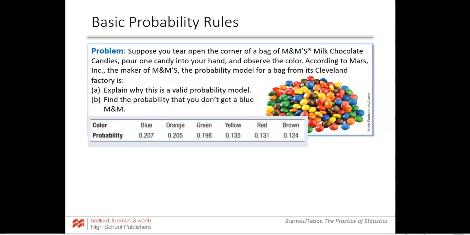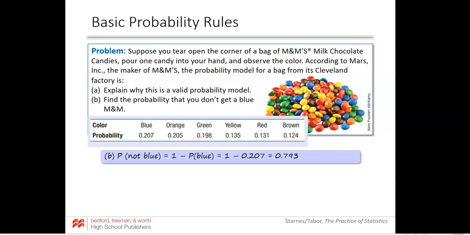Find the probability you don't get a blue M&M. So the probability of blue is 0.207. So the complement is all the others added up. You could either add up all the rest of the other ones or just do the formula, 1 minus the probability of blue, 1 minus 0.207, there's a 79.3% chance. That's going to be a lot faster if you can think that way and do the opposite or complement of the event.